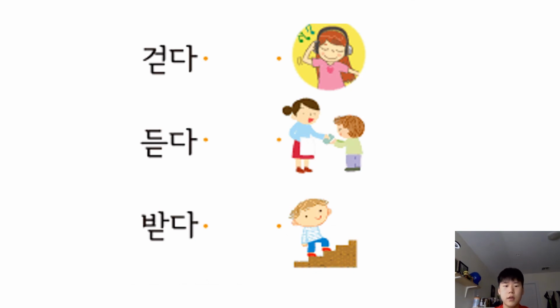So now let's try to connect the right words with the right pictures. So the first word is 걷다. Do you know what that means? Yep, the word 걷다 means to walk. And do you see any of these pictures that has a person that is walking? Yep, it's the last picture right here. So let's draw a line from up there down here.